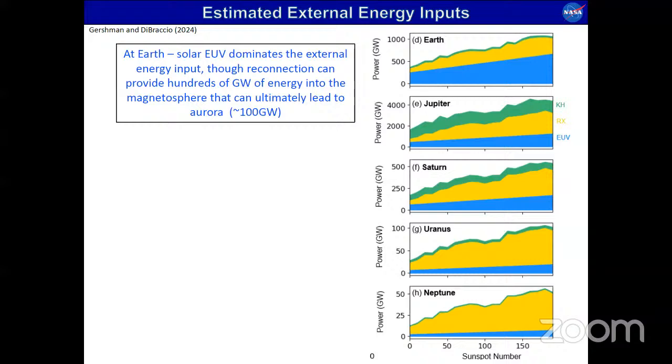So at Earth, you can see that the blue is the biggest piece of the pie, really at all times. And so solar EUV is dominating the total energy input you're going to get, and ultimately providing that energy needed to make the thermosphere look the way it does.